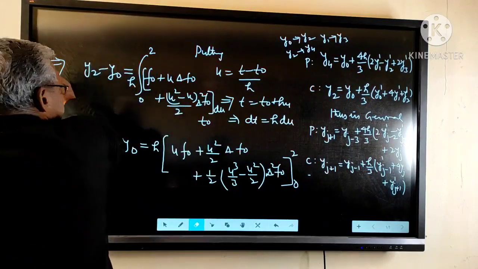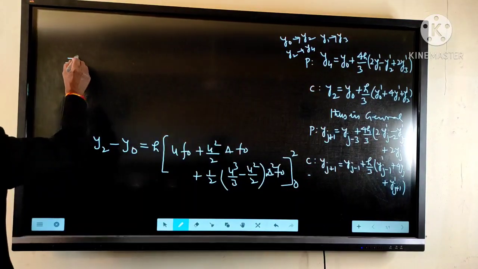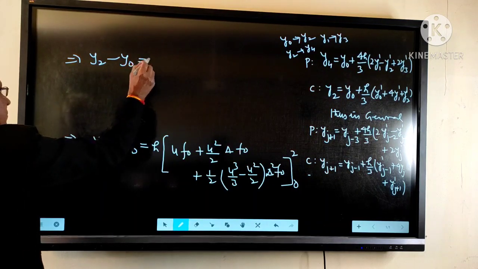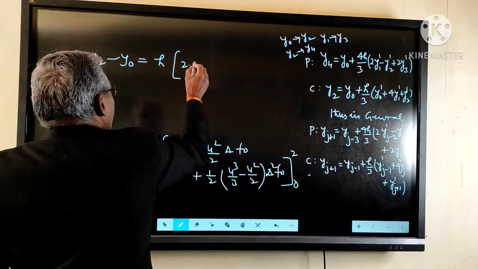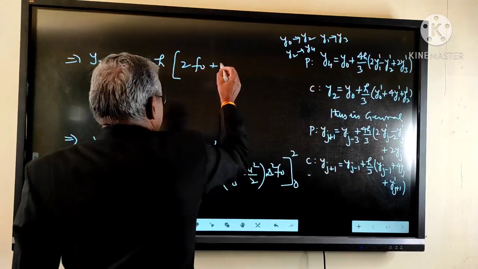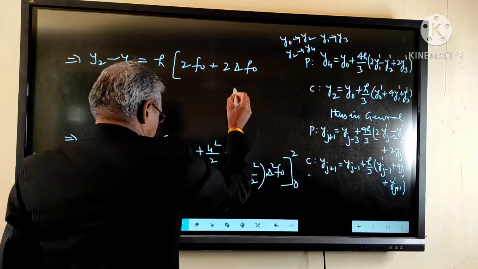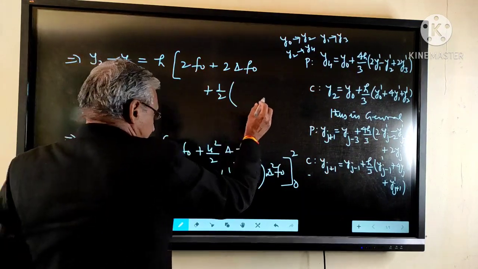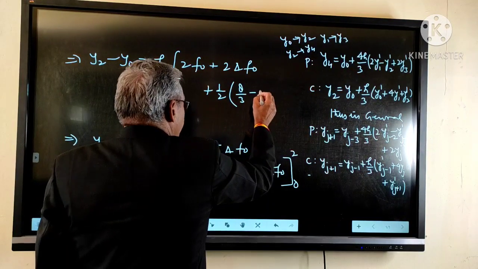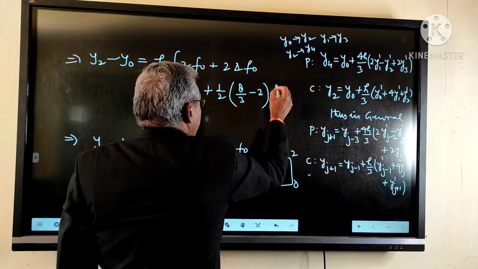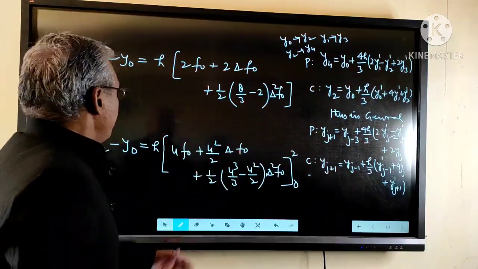Now we have y2 minus y0 equals h times (2 f0 plus 4 upon 2 into del f0 plus 1 by 2 into (8 upon 3 minus 4 upon 2) into del squared f0). Lower limit is 0.